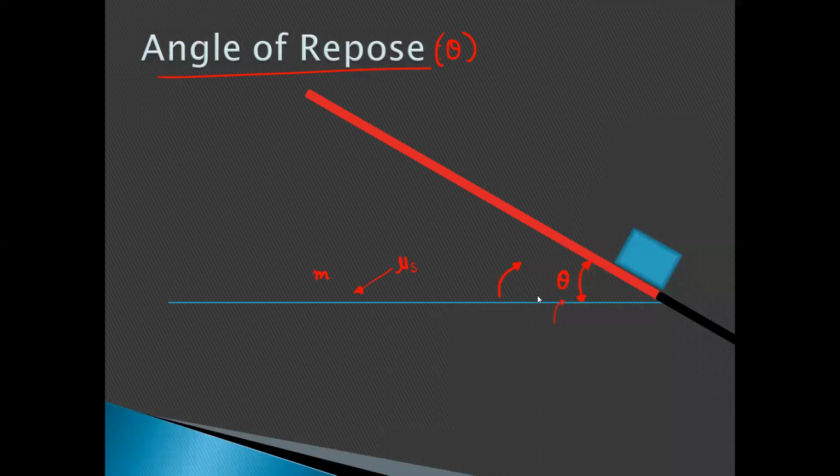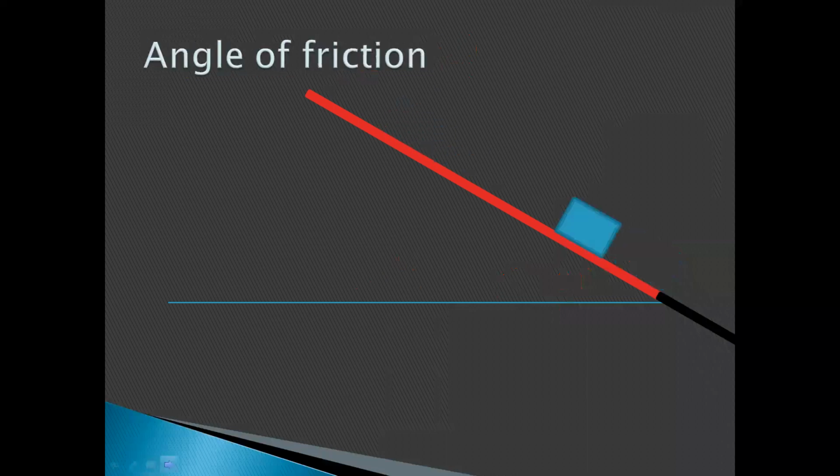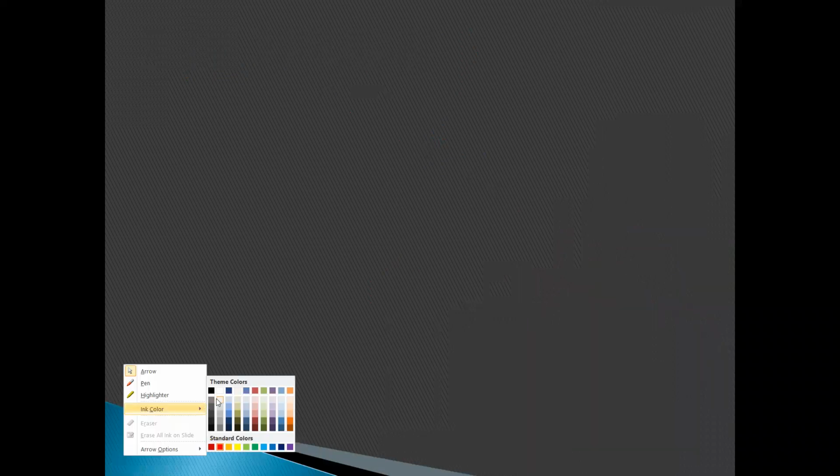Now, from the angle of repose, you can find out directly the value of the coefficient of static friction. So all these are experimental procedures to find out the coefficient of friction. One of them is to find out the angle of repose. So let us see how to find out the coefficient of static friction from the angle of repose.